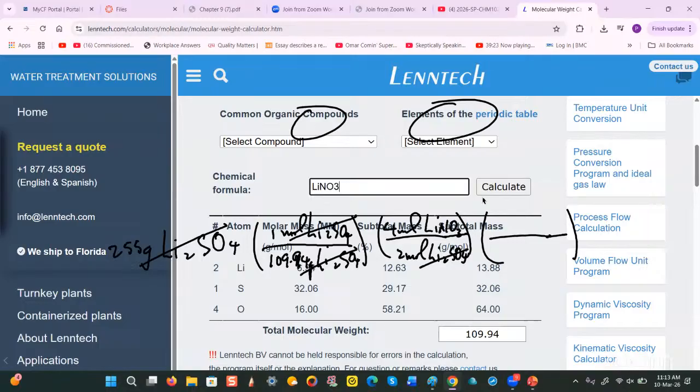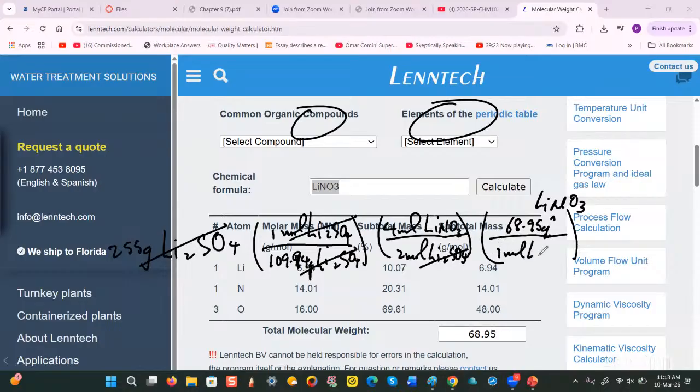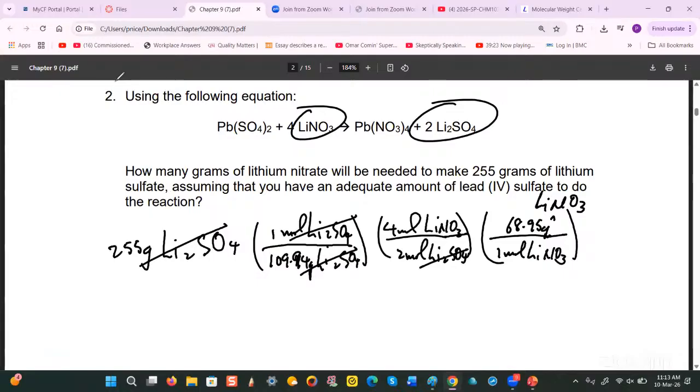Okay, let me do that one. LiNO3. Okay, 68.95. So that would go on top, 68.95 grams of LiNO3, and below would be 1 mole of lithium nitrate. So all we have to do now is to punch some numbers with our calculator. 255 divided by 109.94 times 4 divided by 2 times 68.95.